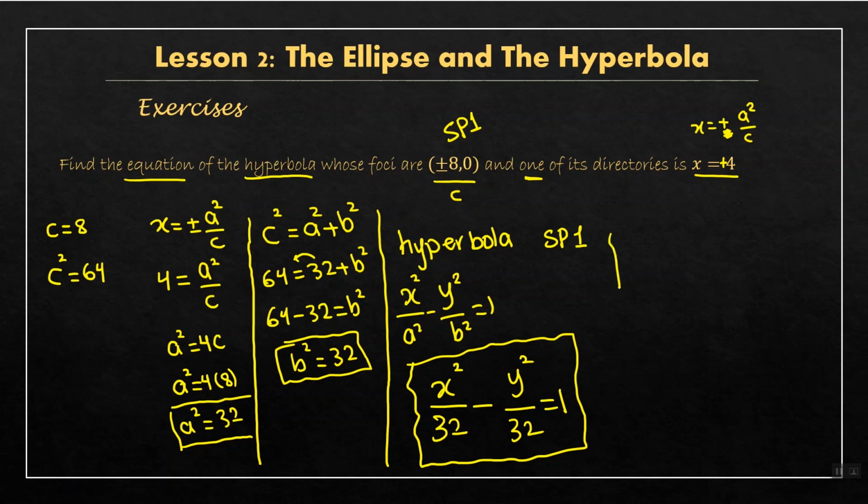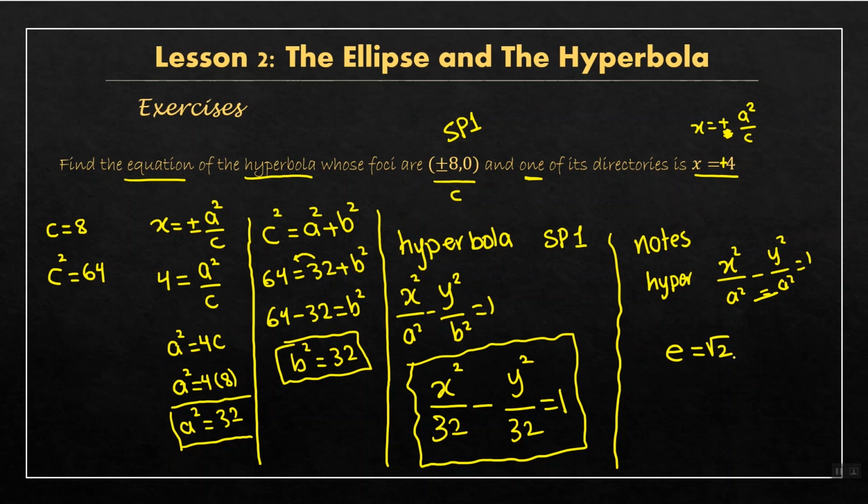And by the way, I just wanted to give you some notes here. If you have a hyperbola whose equation is x squared over a squared minus y squared over a squared equal to 1, I mean these two are equal, this hyperbola will have an eccentricity of root 2, always. If these two are equal and they ask you to find the eccentricity, it is always root 2.